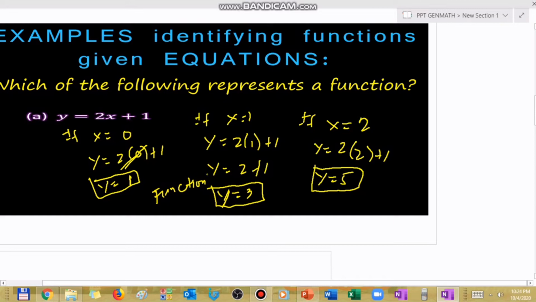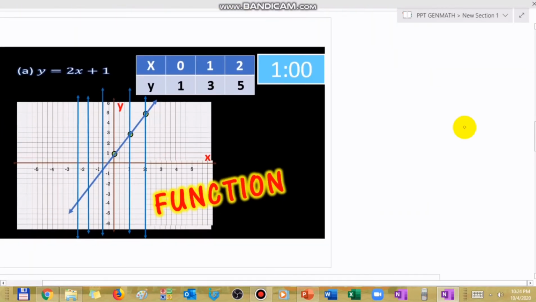If you are not satisfied, we can graph this using the ordered pairs (0, 1), (1, 3), and (2, 5). So this is the graph. As you notice here, using the vertical line test, the line passes through the graph only once. So again, this is a function.